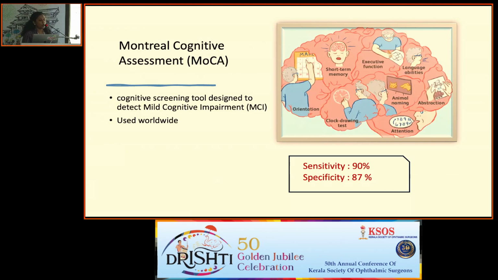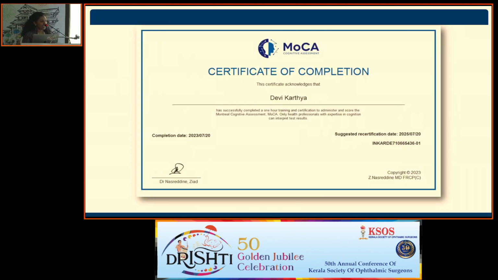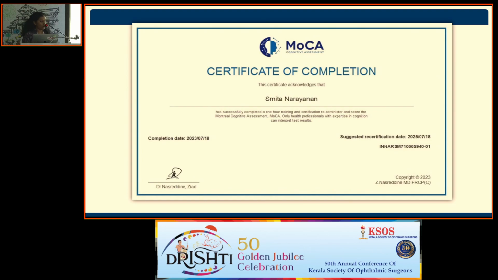Now, what is this MoCA? The Montreal Cognitive Assessment was developed by Dr. Nasreddine in 1995 in Montreal, Canada, for the detection of mild cognitive impairment. Today, it is a highly validated tool with a sensitivity of 90% and specificity of 87%, used in clinical research all over the world. We completed the training and obtained a certificate for administering and interpreting MoCA.